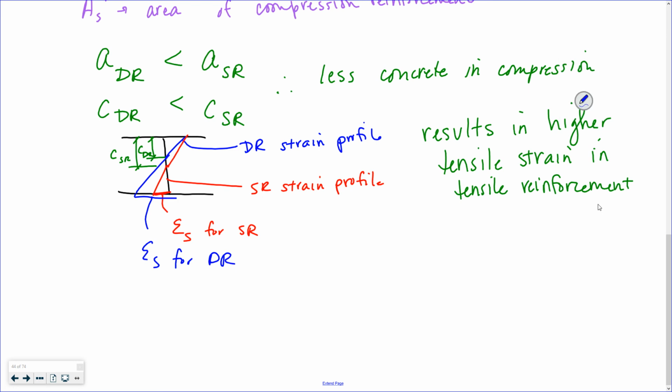Obviously, you add in compression reinforcement, you increase the tensile strain in your tensile reinforcement. Because the compression reinforcement means less of your concrete has to be in compression. So you're decreasing the stress block, you're decreasing the area of concrete in compression, and therefore decreasing that depth to neutral axis, resulting in higher tensile strains in the reinforcement.